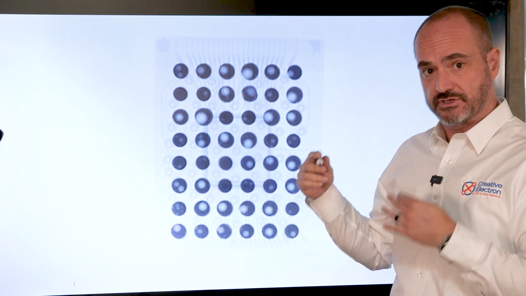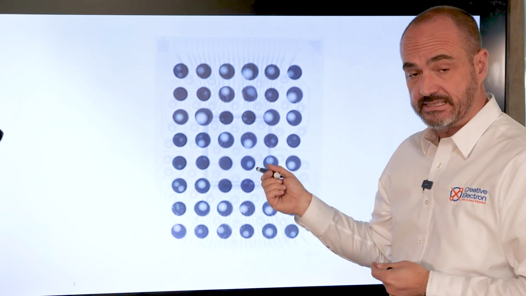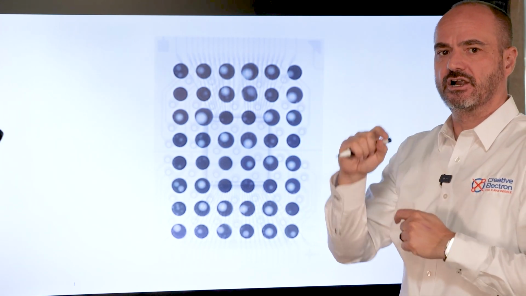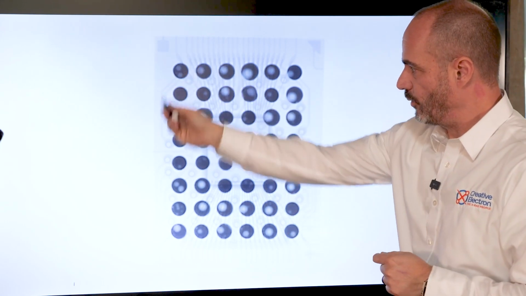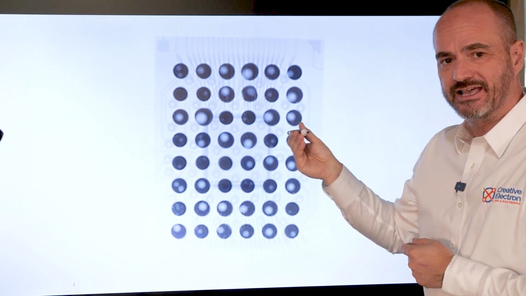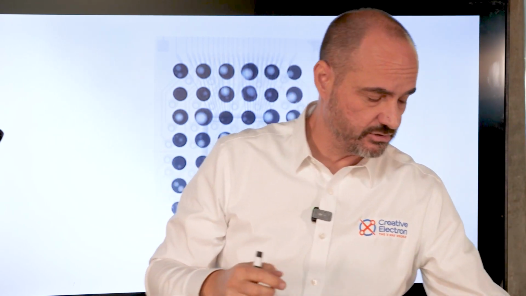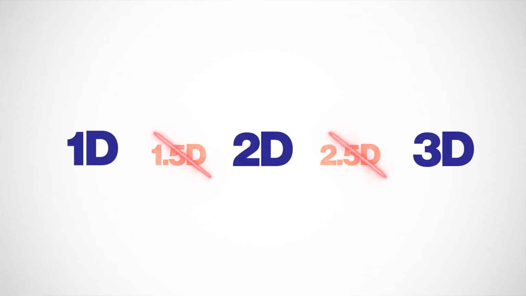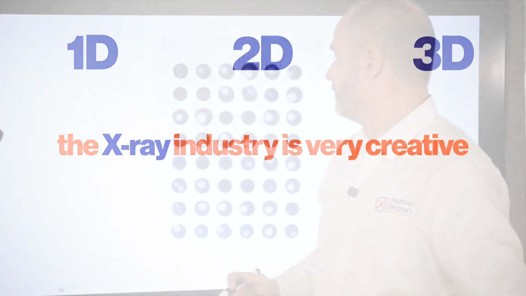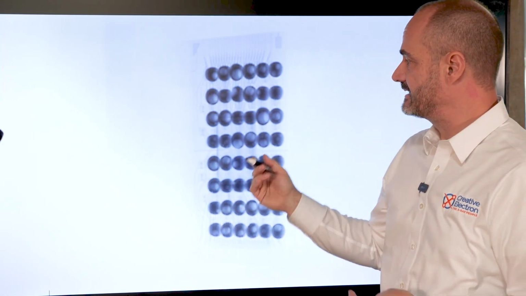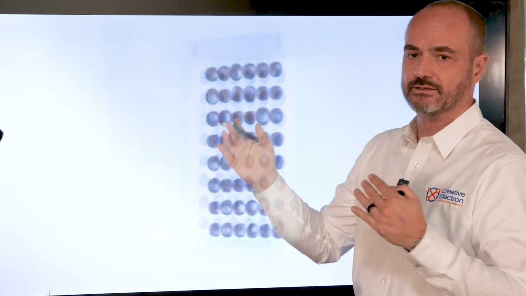You can see the voids, you have an idea of how big they are, but you don't really know how tall they are, right? Where in Z they are located within the BGA. This is Y, X, and you don't have the Z information coming through. And that's what leads us to the next modality, which is 2.5D. Well, technically a half a dimension doesn't really exist, but the X-ray industry is very creative, and we came up with this half dimension. And 2.5D is nothing but tilting your sample or tilting the sensor.